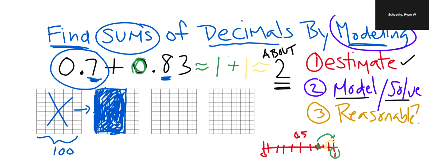Now, if I look at my next tenth, I have 8. So I'm actually going to change colors so we can see this, because now over here, here's 8/10. But instead of just modeling it in this one right here, I'm going to continue to model with what I have because remember, I'm putting them together. So if I have 7/10 and then another 8/10, well, that's 1, 2, 3, 4, 5, 6, 7, 8.